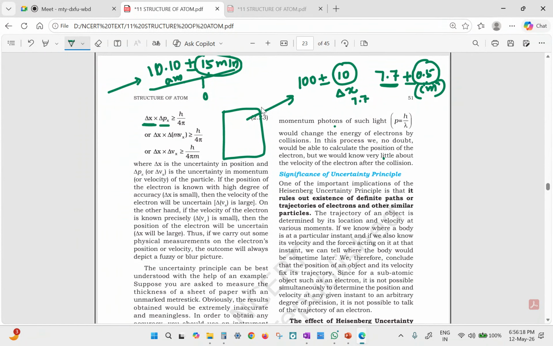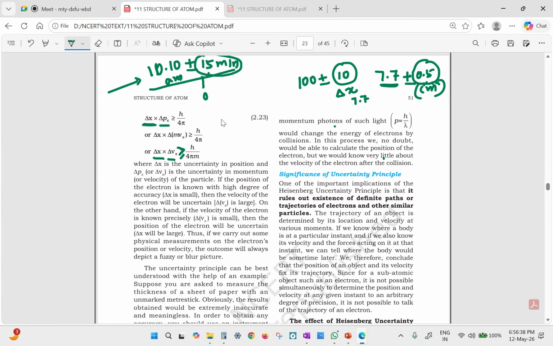Are we clear? They are inversely proportional. If the uncertainty in the position is low, the uncertainty in the velocity is high, such that the product of the two is always greater than or equal to h upon 4 pi.